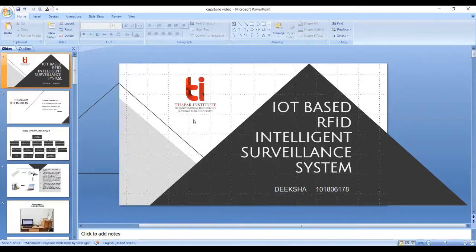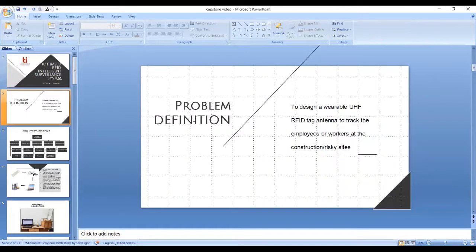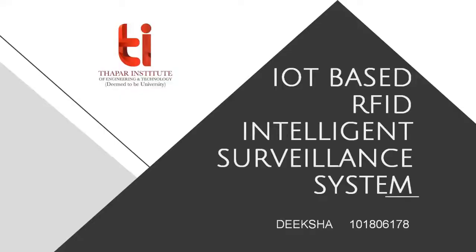The main aim of the project was to design a wearable UHF RFID tag, which could be embedded in the workers' safety gear or helmets at the construction sites to protect them in case of any mishappenings. So the tag will have a unique ID for each of the workers in order to track their presence and also track them down.